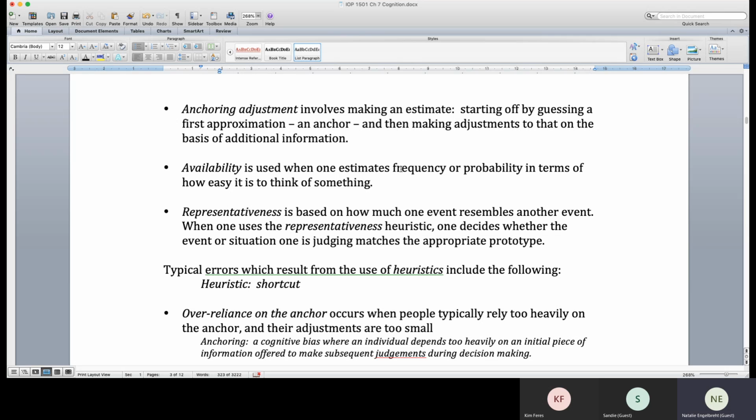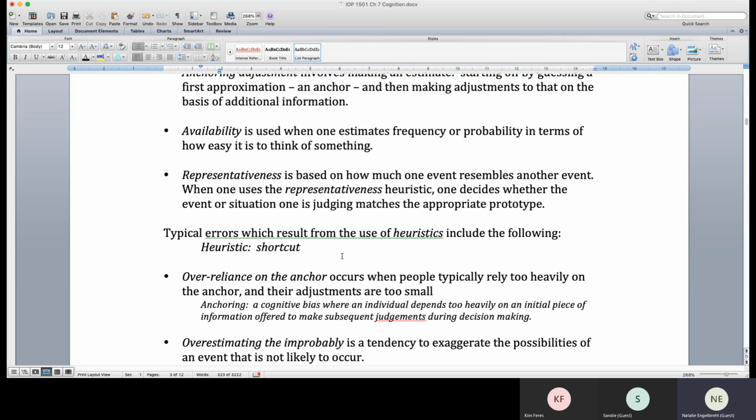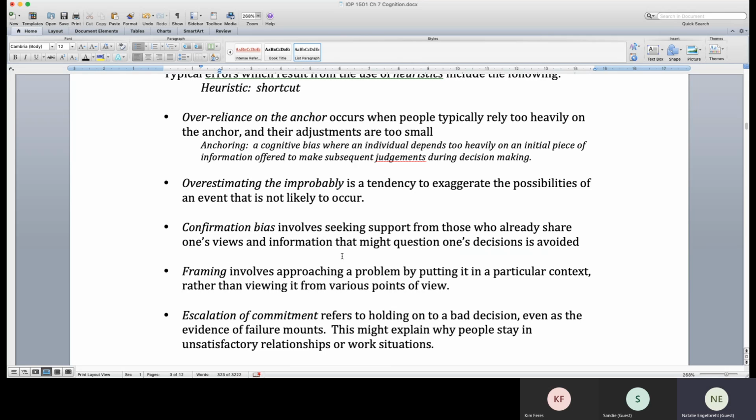So typical errors which result from the use of heuristics include the following. An over-reliance on the anchor occurs when people typically rely too heavily on the anchor and their adjustments are too small. Overestimating the improbable is a tendency to exaggerate the possibilities of an event that is not likely to occur. So you miss the boat completely.